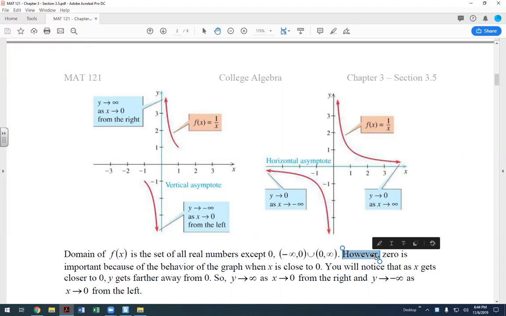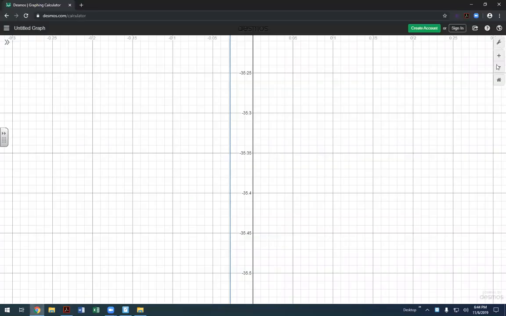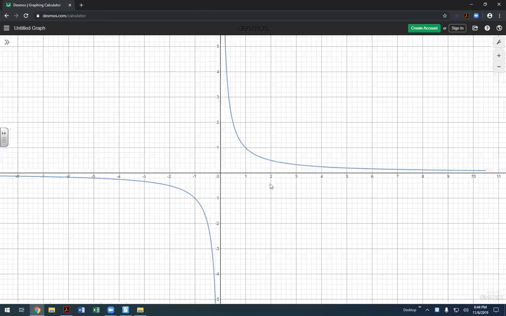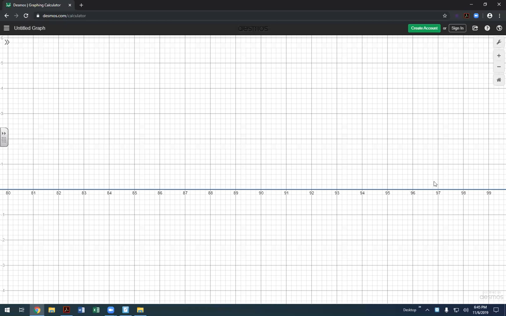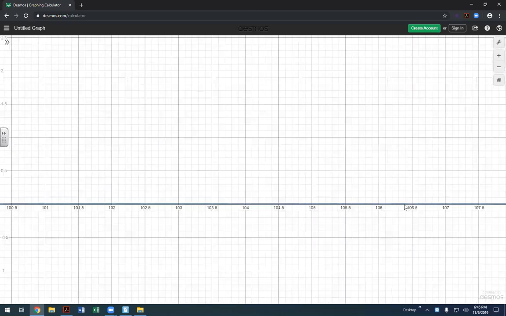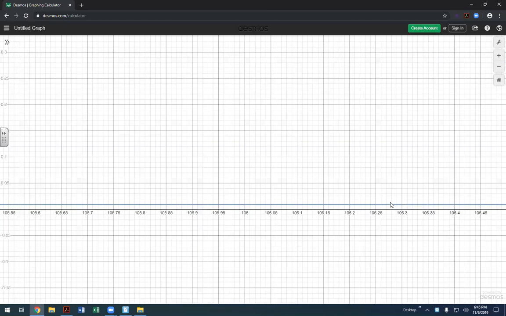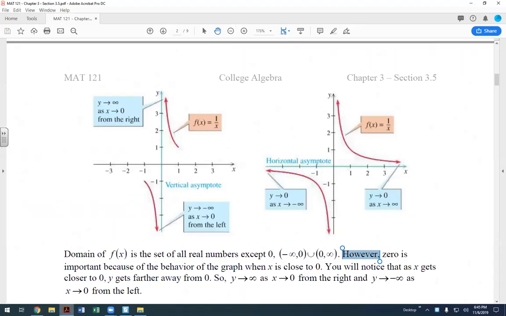And again, if you look at your little Desmos graph here with respect to the x-axis, so we're somewhere near 100, and you'll notice that same gap between your x-axis and the graph itself, okay? So that's the basic idea of what we mean by a vertical asymptote and a horizontal asymptote.